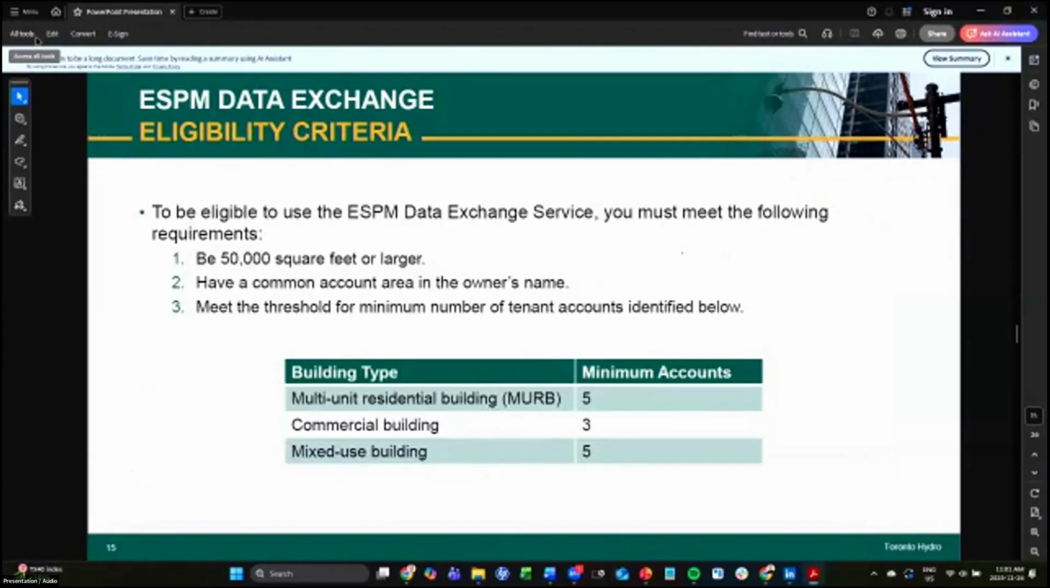There are some, obviously, eligibility requirements at the moment. Right now, we're looking at just buildings that are 50,000 square feet and above. We are slowly working towards lowering that threshold down to 10,000 square feet as reporting requirements change. You do need to have, obviously, a common element as the owner of the building. And for privacy purposes, there is a minimum number of accounts that need to be for that site if you want us to aggregate that data. So for multi-residential, it's 5 accounts. For commercial customers, it's 3 accounts.